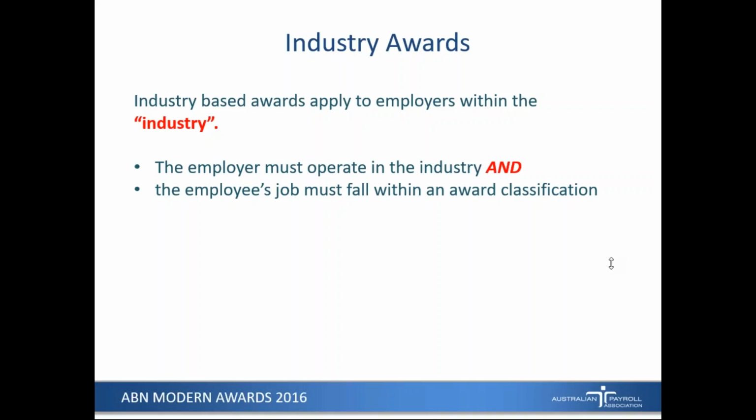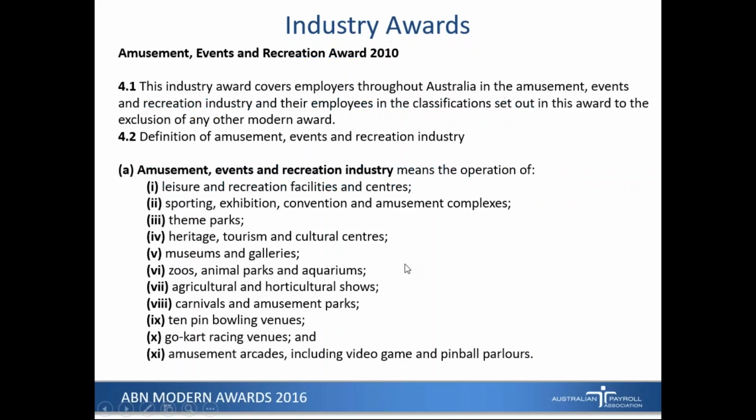So when we look at the industry, first we look at the definition of the industry in the award, and number 1, the employer must operate in that industry, and number 2, the employee's job must fall within a classification that's in that award. The common one that everyone looks at is the hospitality or the general retail, but I thought I'd just have a quick look at the amusements, events and recreation award, coming up to the festive season.